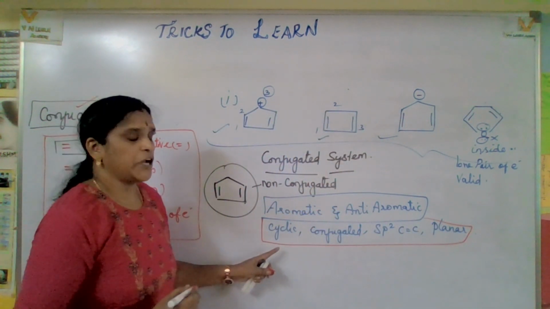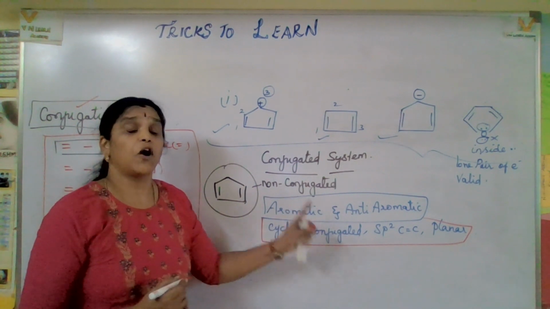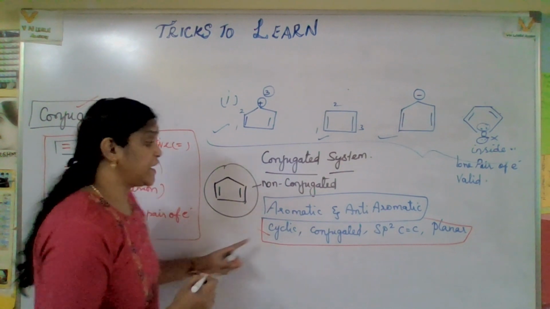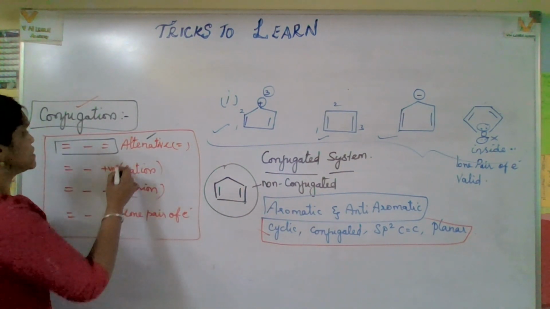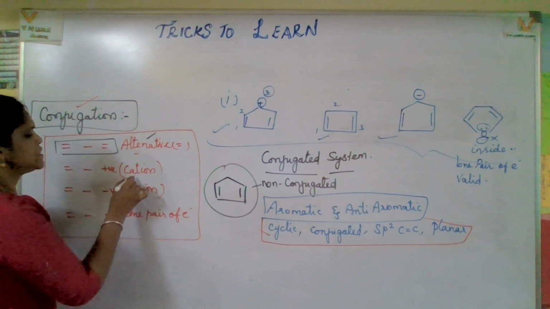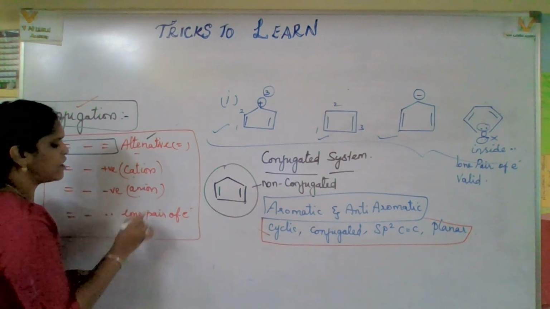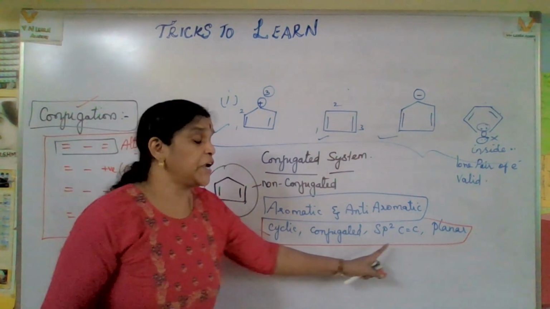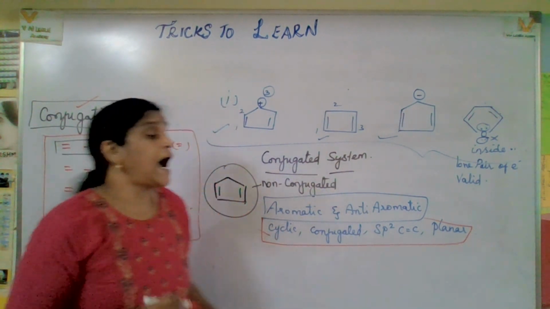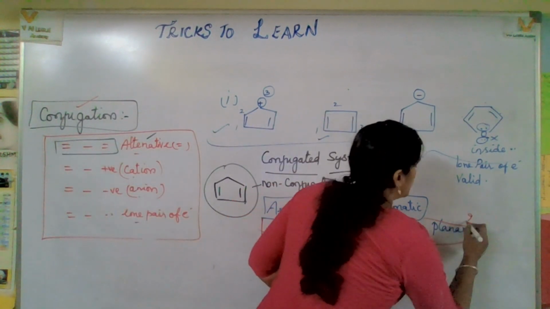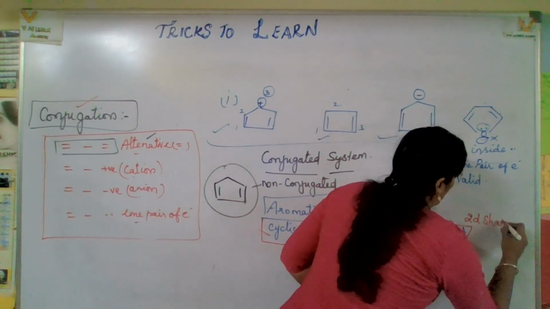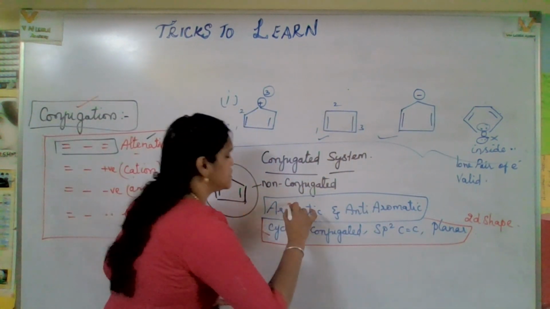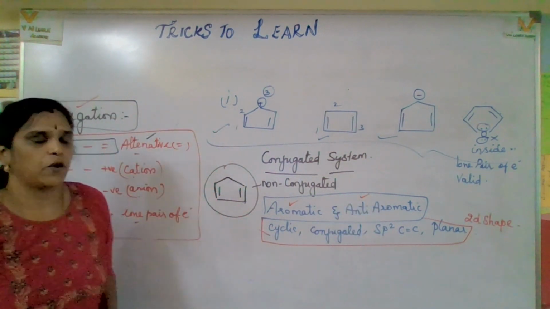What are the main points to be noted for aromatic or anti-aromatic? First and foremost, it has to be a cyclic conjugated system. How to identify the conjugated system? Alternating double bonds, carbocations, carbanions, and lone pairs of electrons are available. Let us check it. Another one, sp2 carbon, double bond carbon, and planar. It is a 2D shape. So these are all mandatory to identify whether it is aromatic or anti-aromatic.